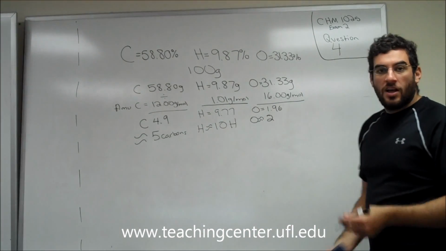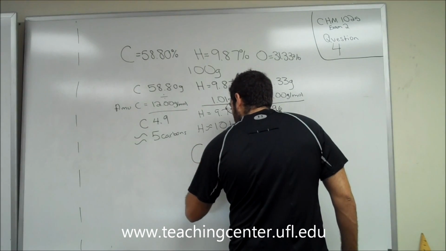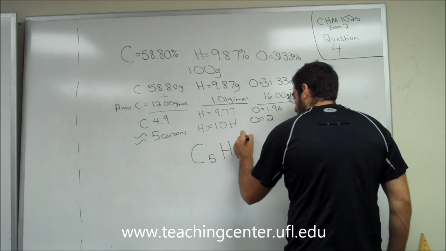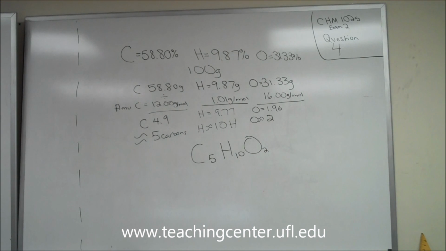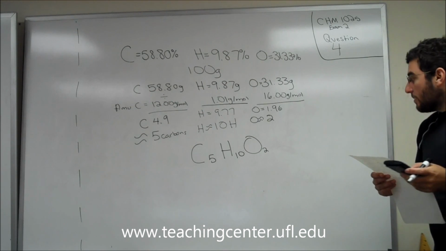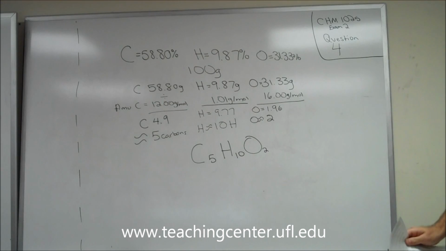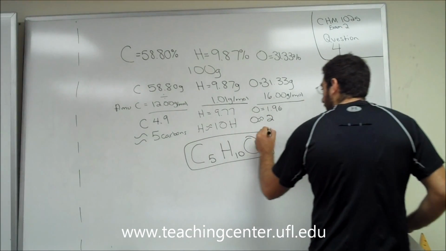But for this question in particular, our formula ends up being C5H10O2. And if we go and look at our choices for exam 2, question number 4, answer choice number 5 says C5H10O2, and that's the correct answer choice. So question number 4 is answer choice number 5.